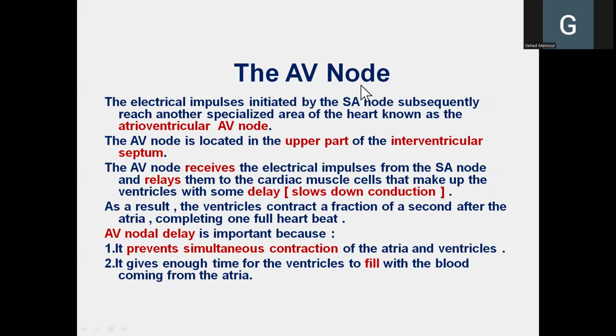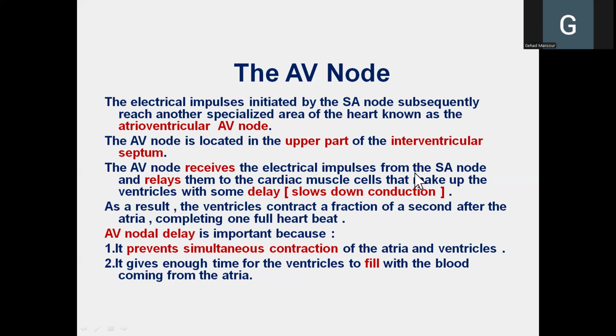What is the AV node? It is another specialized cardiac muscle fiber. It has the same ability as the pacemaker of the heart to generate electric impulses on its own without external stimulation. So it is a specialized type of cardiac muscle fiber.